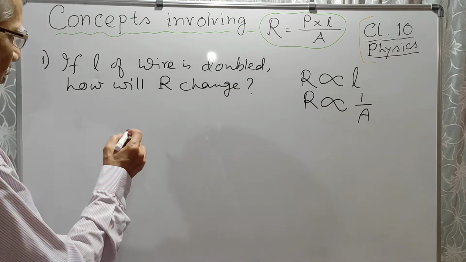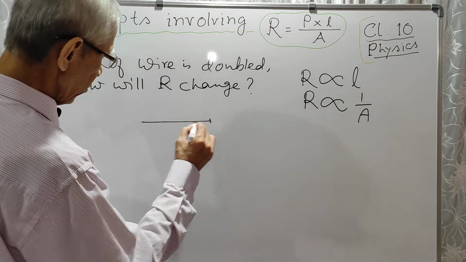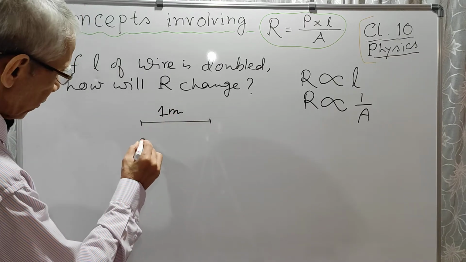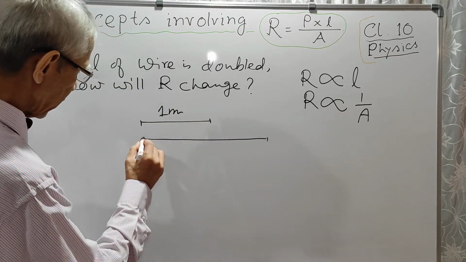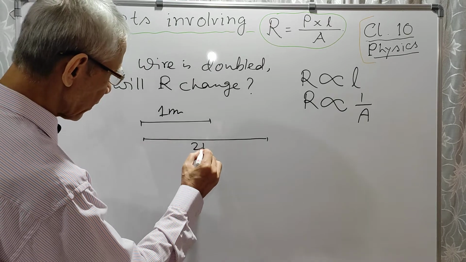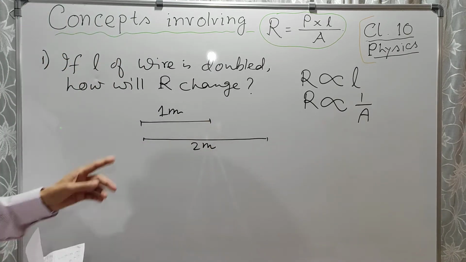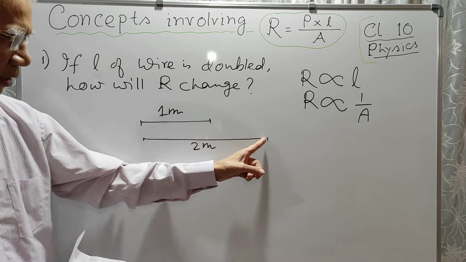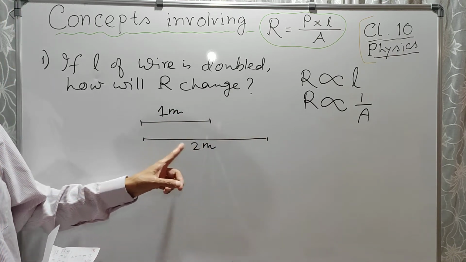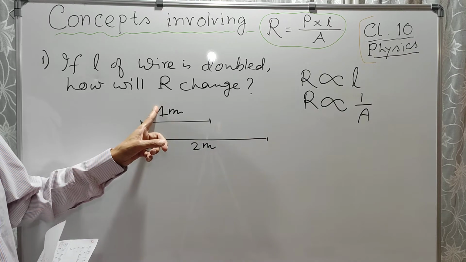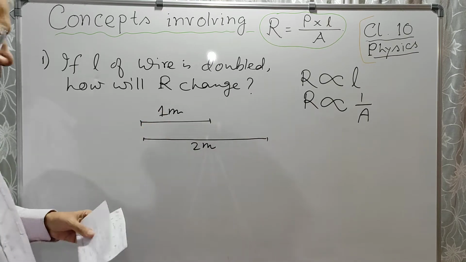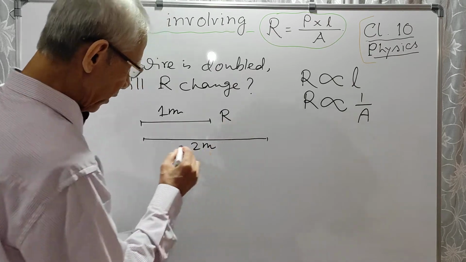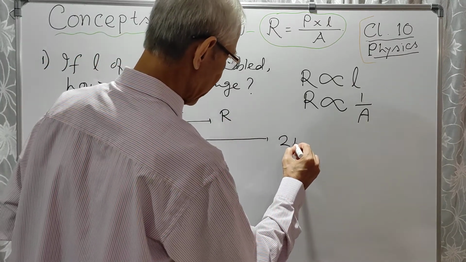Suppose this is a copper wire of 1 meter. Now this is another copper wire of 2 meter. So this is a wire of copper 1 meter, and this is a wire of the same material, copper, 2 meter. Now see, this is double of this. Now if this wire has resistance R, then this wire will have resistance twice R.